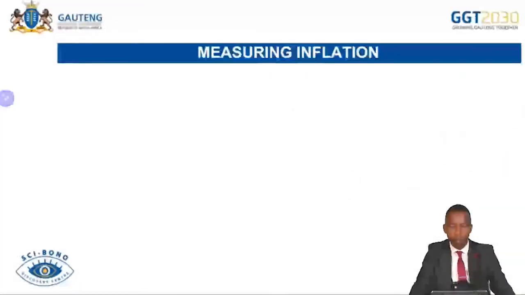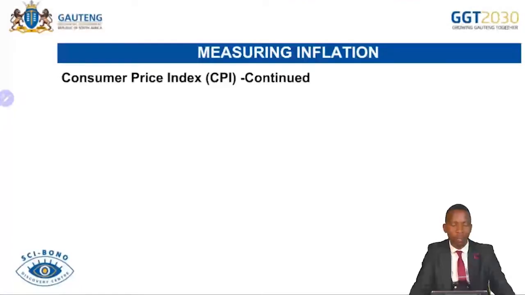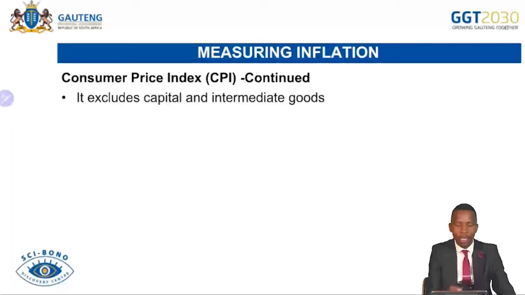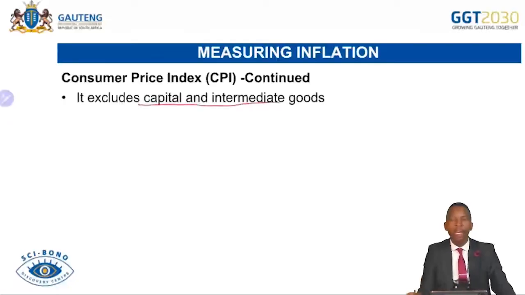We continue with measuring inflation. The CPI excludes capital and intermediate goods. The reason why, remember, is that consumers mainly use finished goods. They don't use capital goods. Capital goods are mainly for producers. That's why the CPI does not include the effect of capital goods, but it includes the effect of consumer goods.